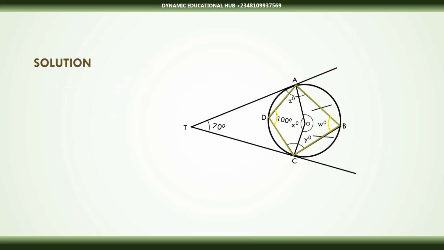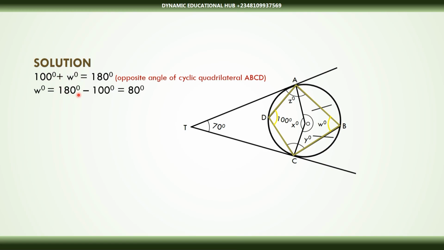Looking at our diagram, we can see that we have a cyclic quadrilateral as shown, and we can apply the theorem of cyclic quadrilaterals. Opposite angles of a cyclic quadrilateral, when you add them together, are supplementary, that is, they add up to 180. So 100 degrees plus this W degrees will give us 180 degrees. That is the opposite angles of a cyclic quadrilateral. So to find W, you get 180 degrees minus 100 degrees, and that is 80 degrees.